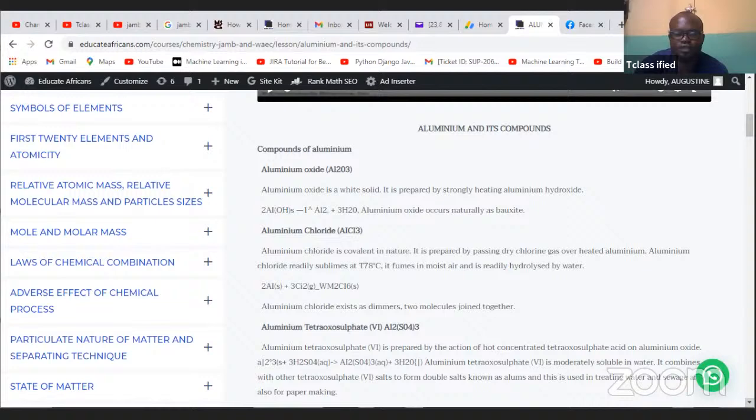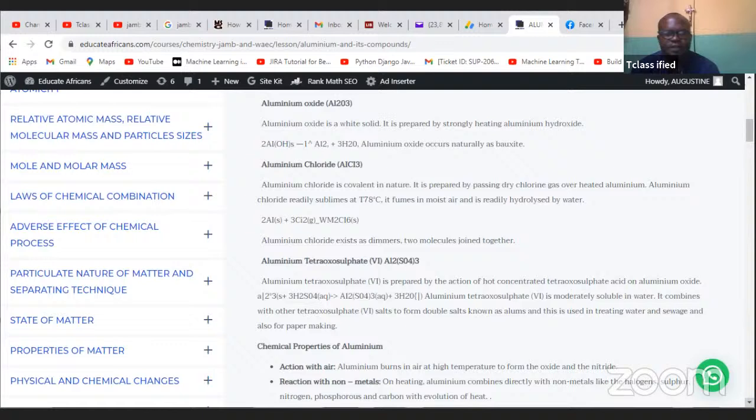Okay. And we also have aluminium tetraoxosulfate(VI). Aluminium tetraoxosulfate(VI) is prepared by the action of hot concentrated tetraoxosulfate(VI) acid on aluminium oxide. It is moderately soluble in water, and combines with other tetraoxosulfate(VI) salts to form double salts known as alums. This is used in the treatment of water and sewage and also for dyeing. Very important use for this aluminium compound.